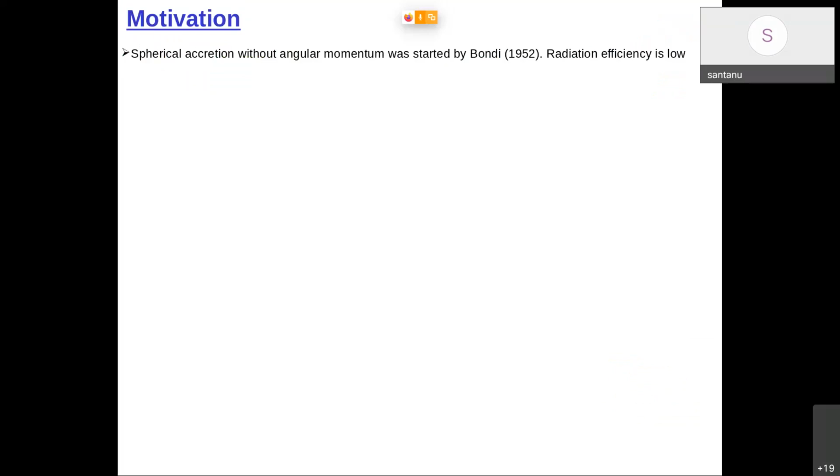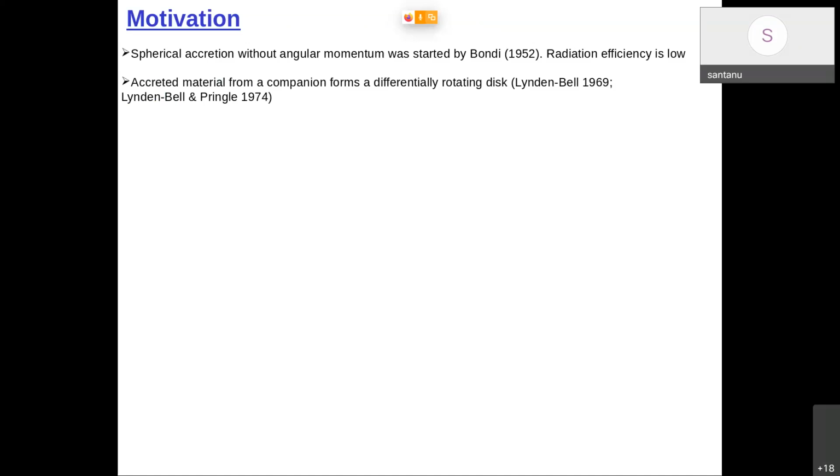So here is the motivation of the talk. Matter falling onto a star was studied long ago by Bondi in 1952, but Bondi's solution was only for spherical accretion, where matter is radially falling onto a star, and the radiation efficiency was quite low, so it cannot explain the quasar luminosity or the radiation coming from black holes. Therefore we need something else.